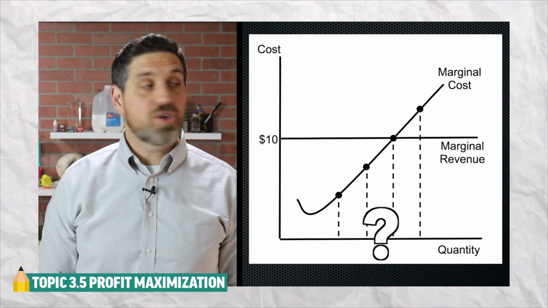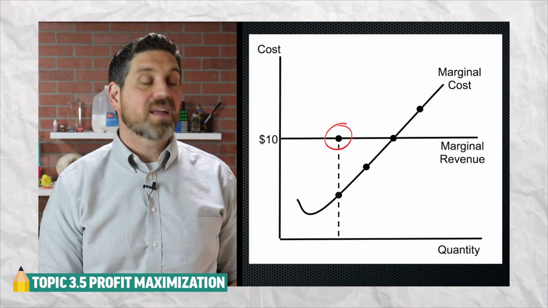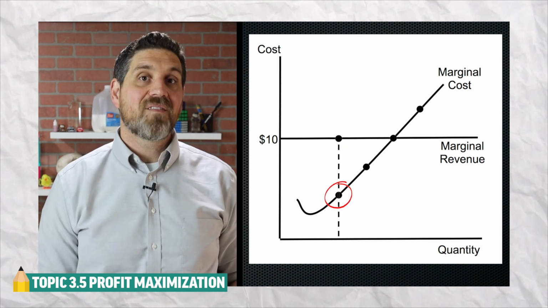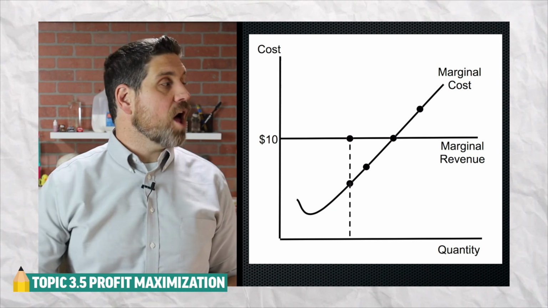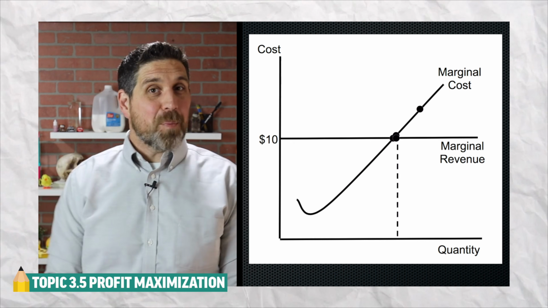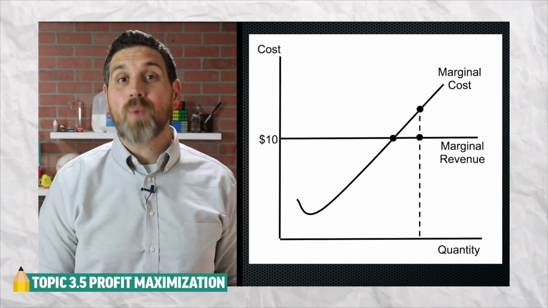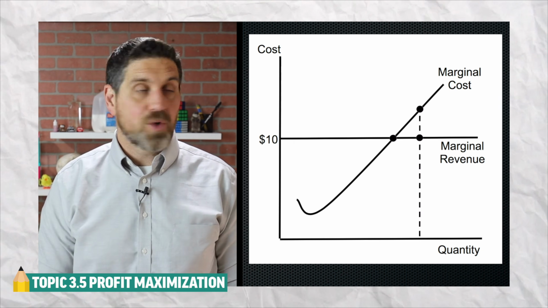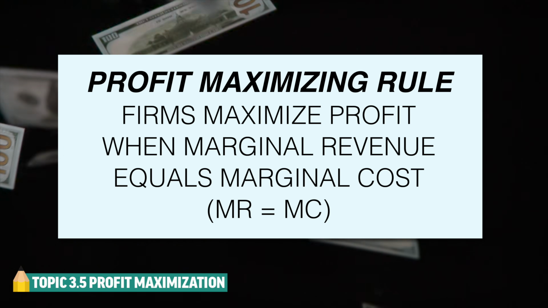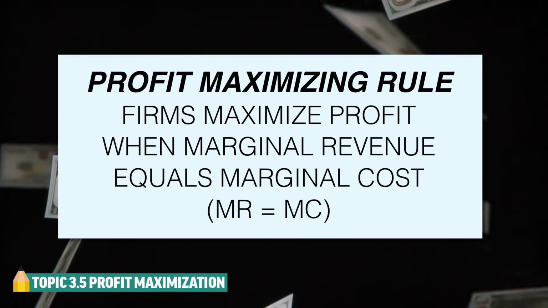But how many units should you make? If you stop producing right here, the additional revenue is greater than the additional cost. You can still get more profit if you produce more units. So you keep producing as long as the additional revenue is above the additional cost, and you stop right here. And you never produce over here where the additional cost is greater than the additional revenue. That's producing too much. You want to produce less, back where MR equals MC. That's the profit maximizing quantity, and you're using the profit maximizing rule.